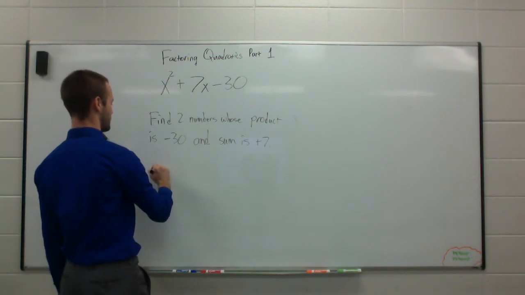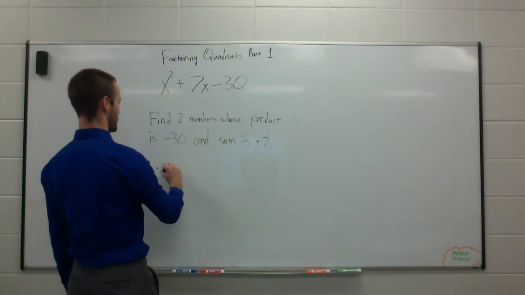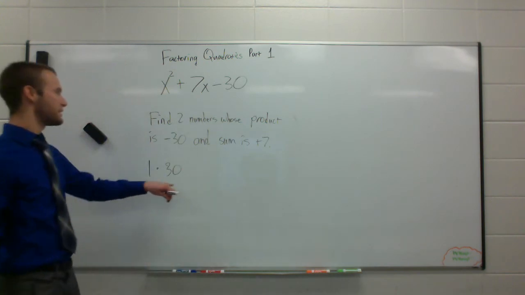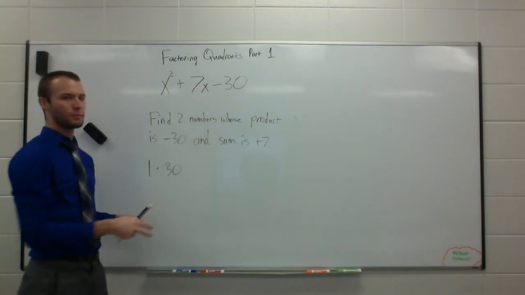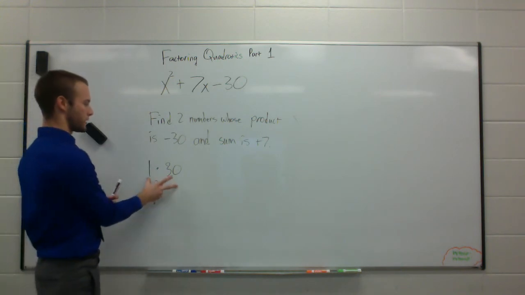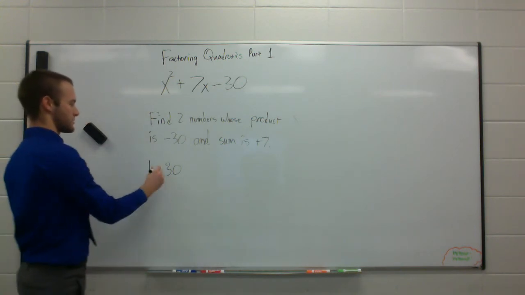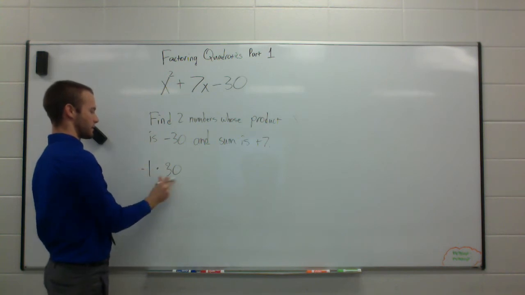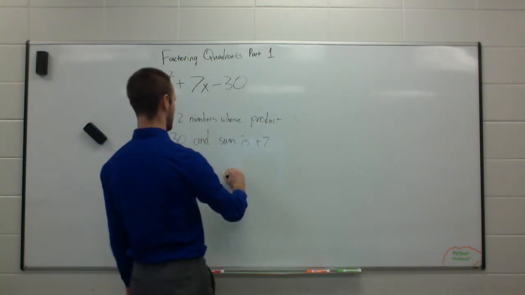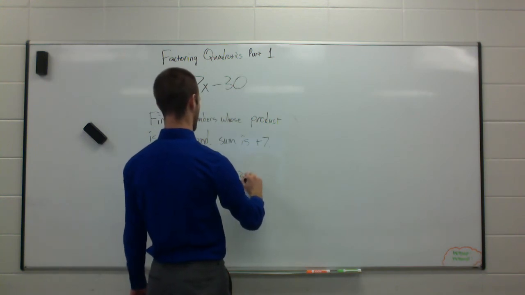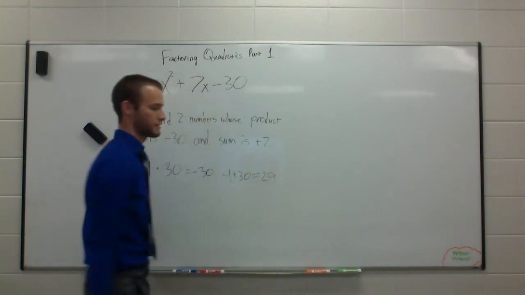So we have 1 and 30. But we need it to be negative. And remember how I said if it's going to add to a positive, that means that we're going to make the bigger one positive, because that's always going to add to a positive. So it'll be negative 1 and positive 30. And that's negative 30. But negative 1 plus 30 is 29. So that doesn't work.